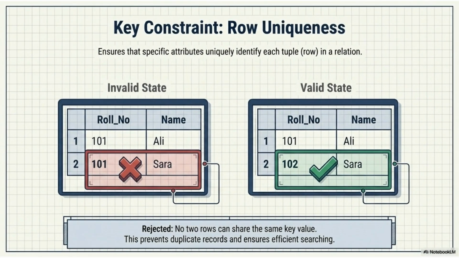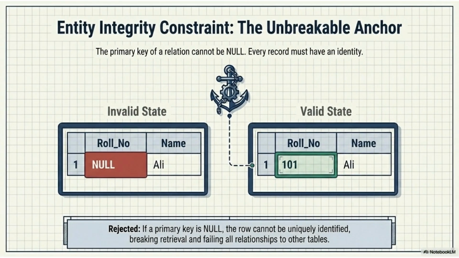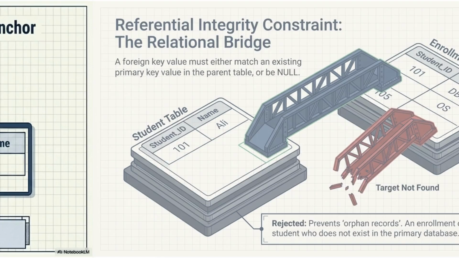The key constraint enforces row uniqueness, ensuring that specific attributes uniquely identify each row. This prevents duplicate records, like two entries sharing the same roll number, and facilitates efficient searching. The entity integrity constraint, the unbreakable anchor, mandates that the primary key of a relation cannot be null. Every record must have an identity, preventing unidentifiable records that would break retrieval and relationships.